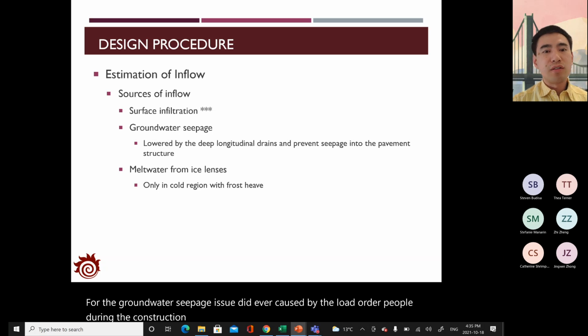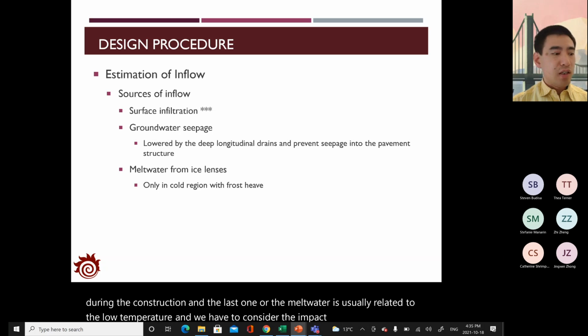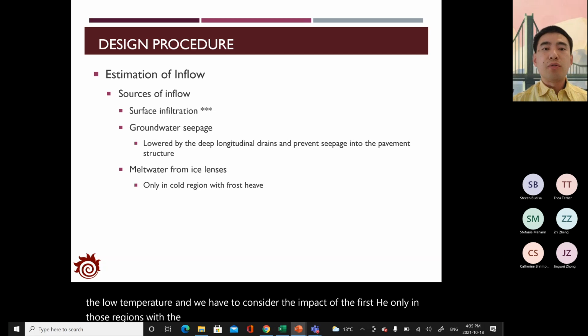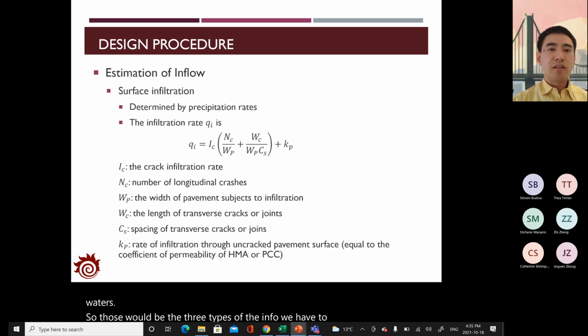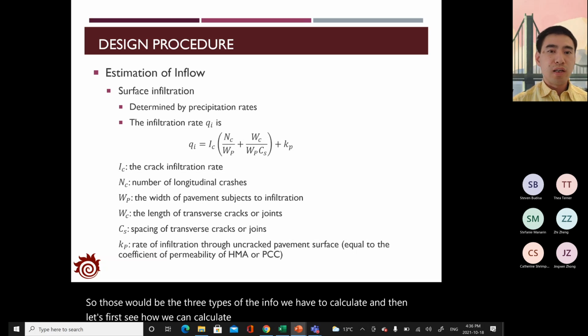And the last one, the meltwater, it's usually related to the low temperature, and we have to consider the impact of the frost heave. Only in those regions with the frost heave, we need to calculate the amount of the meltwaters. So those will be the three types of the inflow we have to calculate. And then let's first see how we can calculate the surface infiltration.